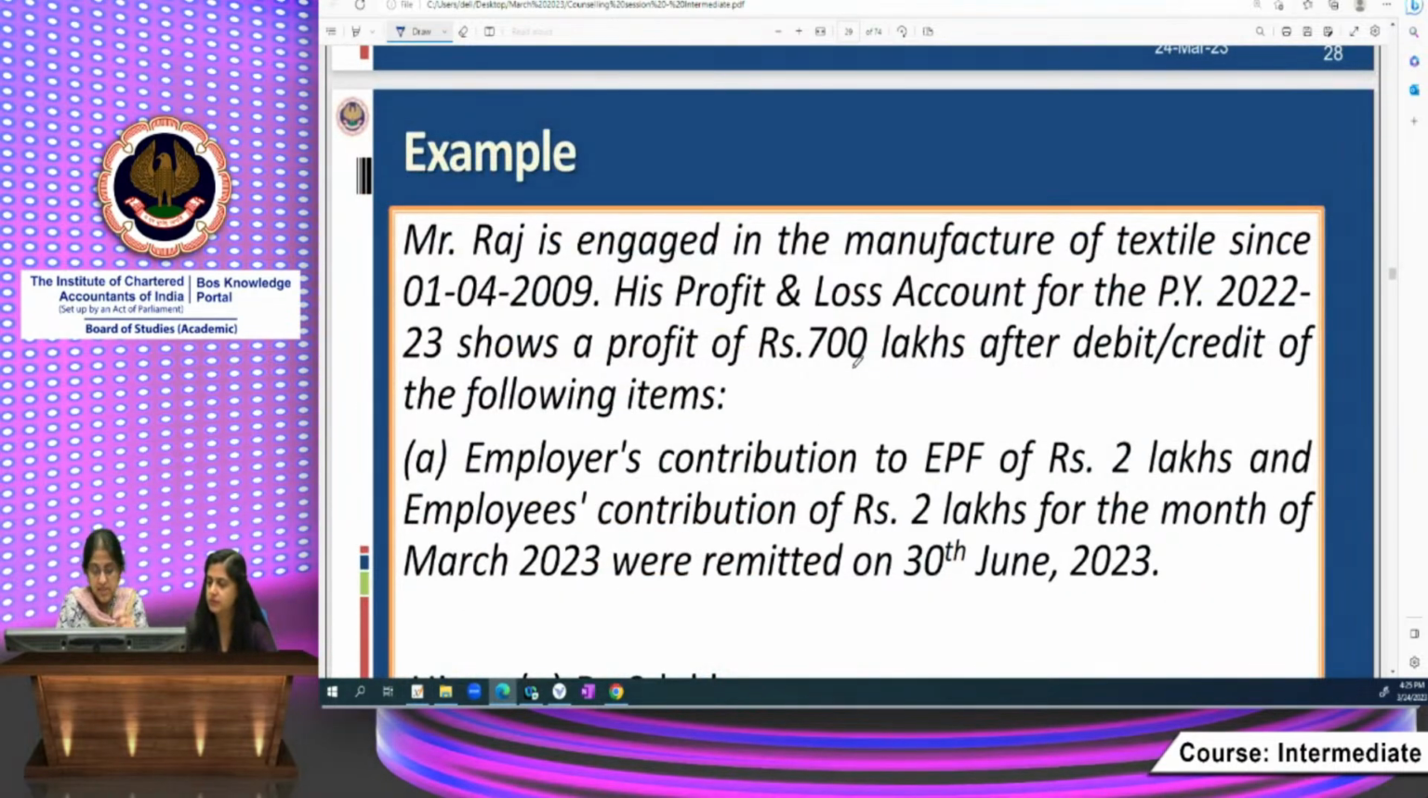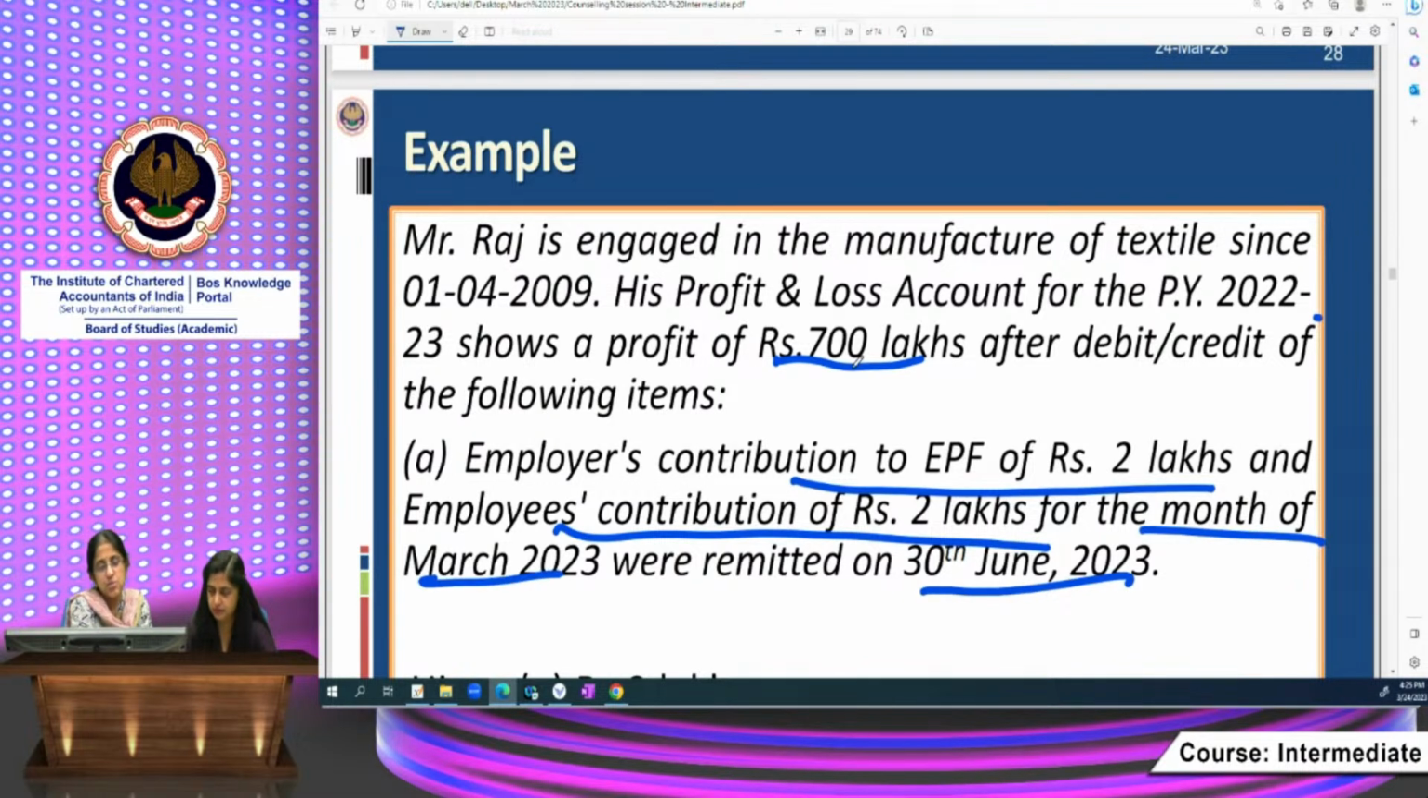See, here it's a simple question. Raj is engaged in the manufacture of textiles since 1/4/2009. His profit and loss account for the previous year 22-23 shows a profit of 700 lakhs after debit and credit of the following items. Employer contribution to EPF is 2 lakh. Employee contribution is 2 lakh. It was remitted for the month of March 2023 on 30th June 2023.